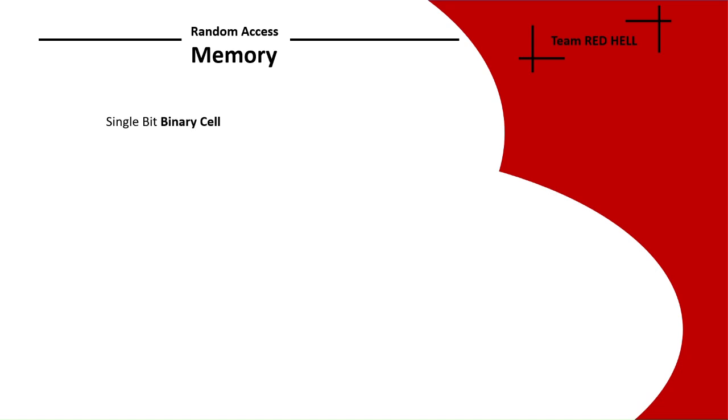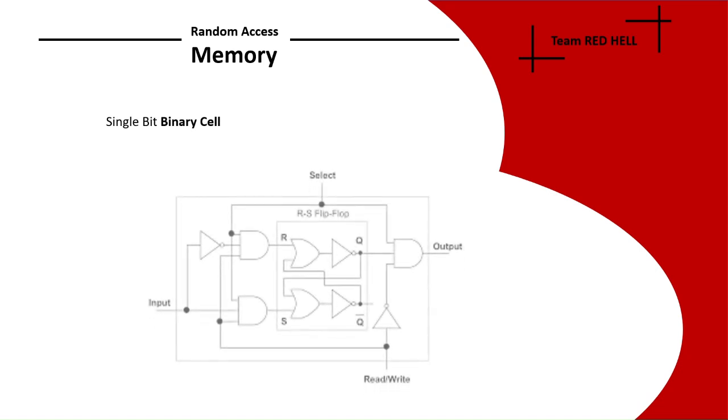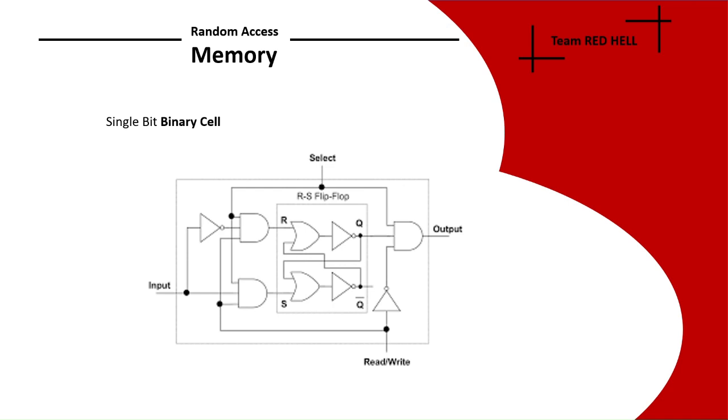So here's an example of a single bit binary cell. This is the basic block of RAM. A real life RAM can consist of thousands or more of these binary cells. Here we can see we have 4 pins: select, input, output, read and write. I'm not going to dive deeper here.